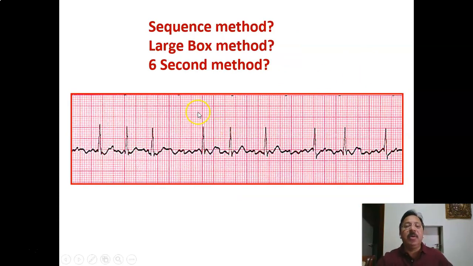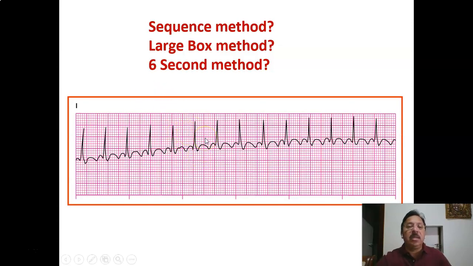Look at this rhythm strip. Again, this rhythm strip is irregular. So you cannot apply the sequence method. You cannot apply the large box method. So the only method you can apply is the 6 second method. So see how many RR intervals are in 6 seconds. So 6 seconds are 30 big boxes, this is a 6 second strip. So you can calculate the number of RR intervals: 1, 2, 3, 4, 5, 6, 7, 8. 8 times 10 is 80, the heart rate.